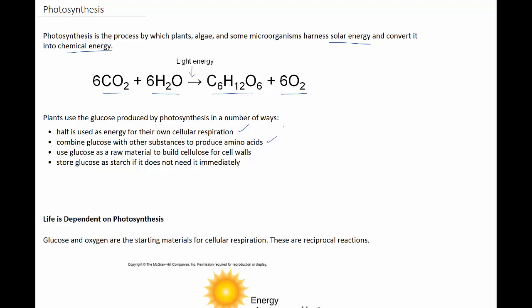Plants also combine glucose with other substances to produce amino acids. Plants use glucose as a raw material to build cellulose for cell walls. And plants can also store glucose as starch if it does not need it immediately.